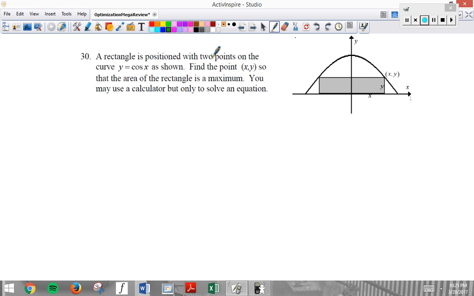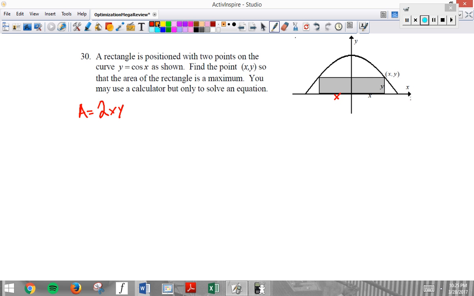First things first, folks. What's the area of this rectangle? The area of this rectangle happens to be 2xy because of this x here. Now, if you didn't get that, try it again.